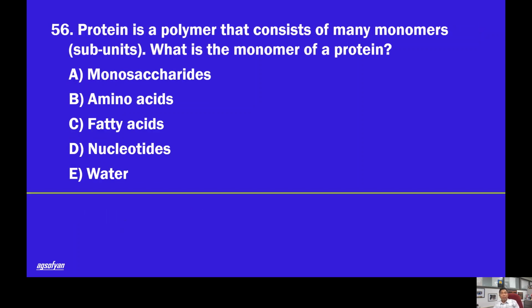56. Protein is a polymer that consists of many monomers or subunits. What is the monomer of a protein? A. Monosaccharide, B. Amino acids, C. Fatty acids, D. Nucleotides, E. Water. Choose your answer. Yes, the answer is amino acid. So amino acids will combine to make protein.